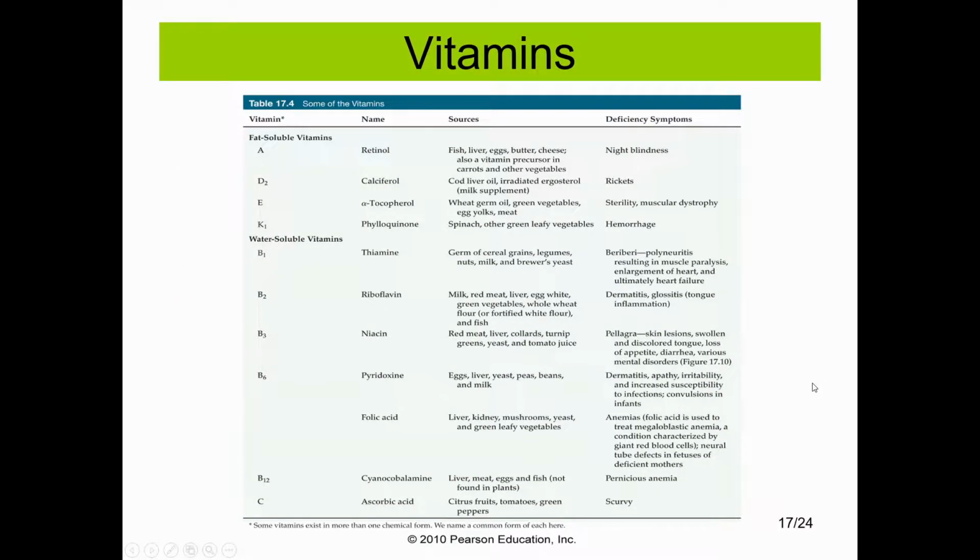In figure 17.4, there is a summary of some of the different vitamins. We have in the first column the name of the vitamin and whether it's fat soluble or water soluble, and then sources of the vitamin. What happens if our diet doesn't include some of these vitamins? Well, the deficiency symptoms can be shown in the final column on the right.